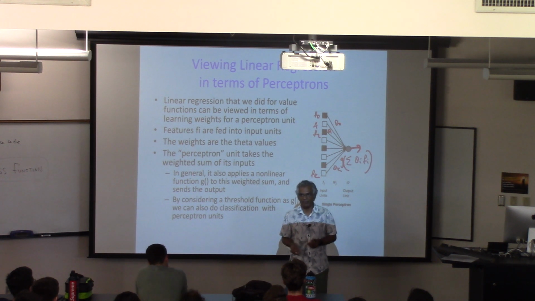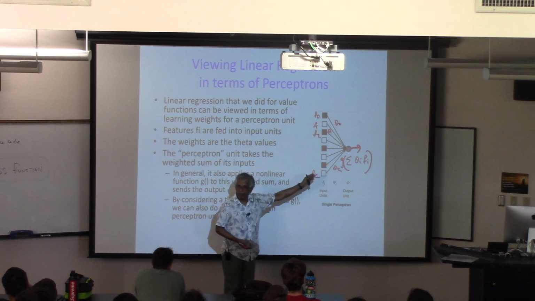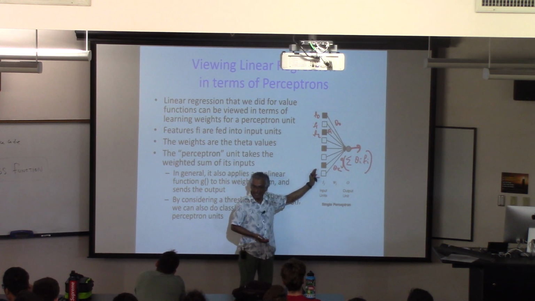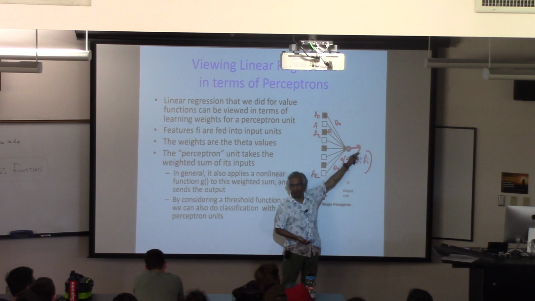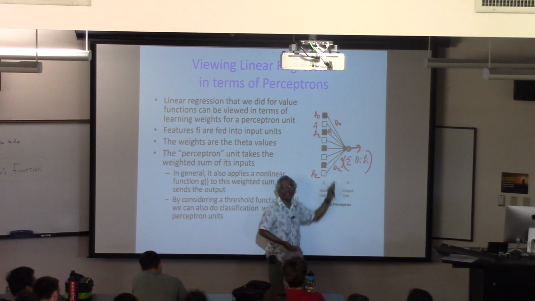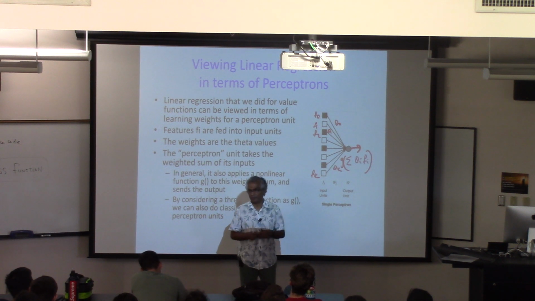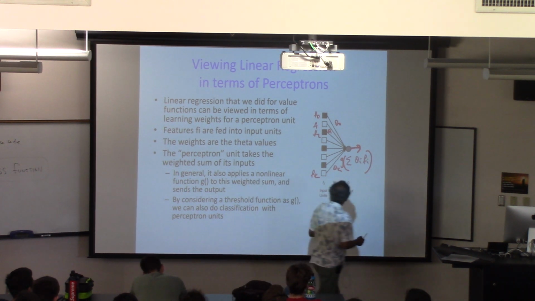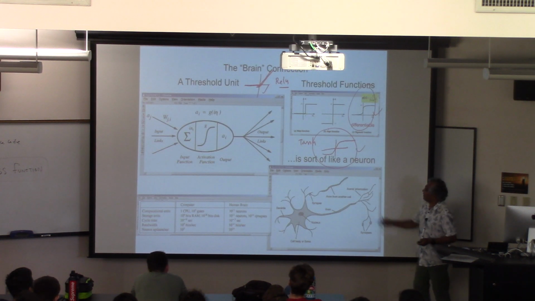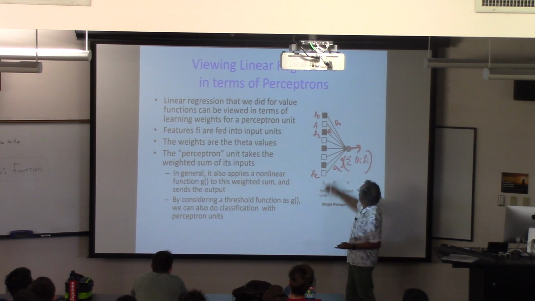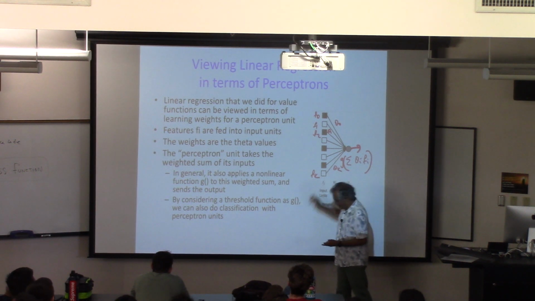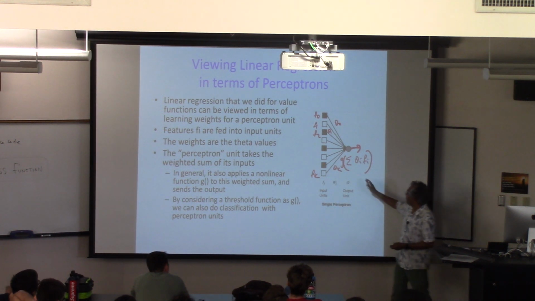If you assume g is the identity function, this is a single perceptron where you are feeding the feature values here and it is predicting the value outside. And you are training these thetas, these weights, such that the values become closer to the correct values. This is linear regression. Of course, then you start saying that this sort of looks like a neuron, and then you can start talking about neural networks, but let's go one step further.